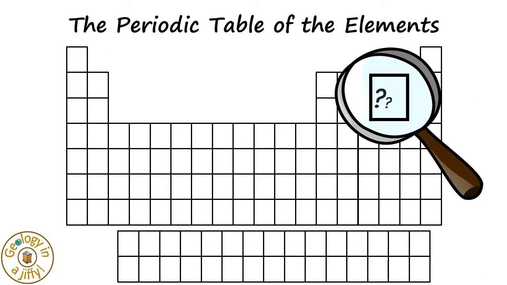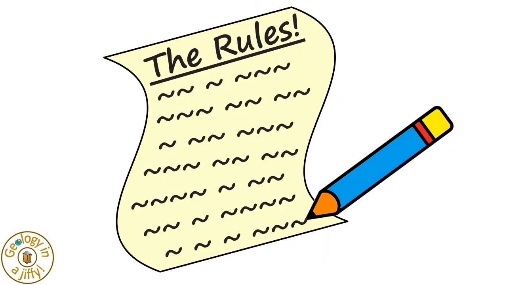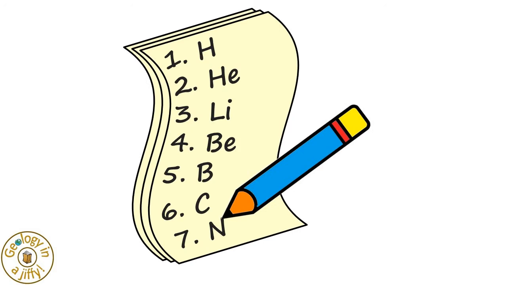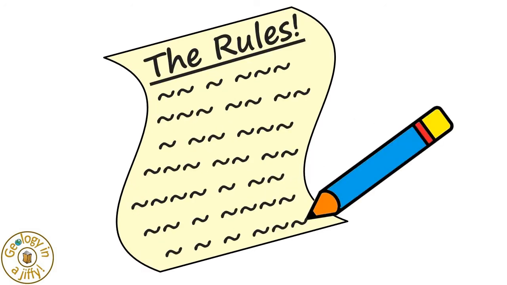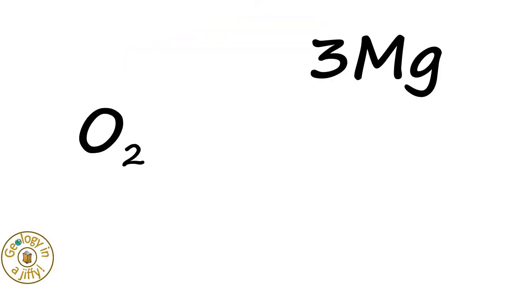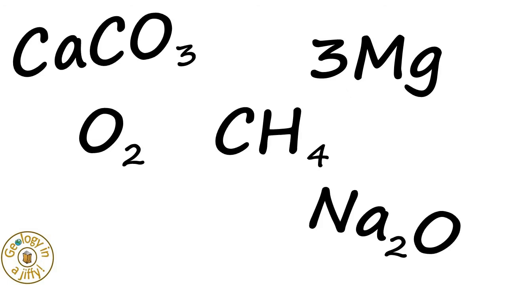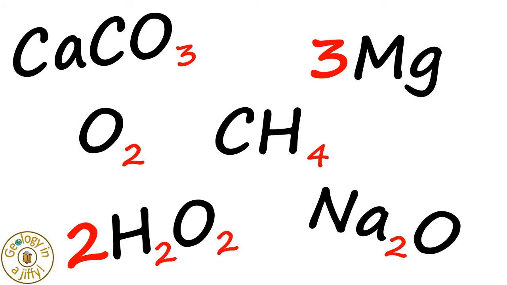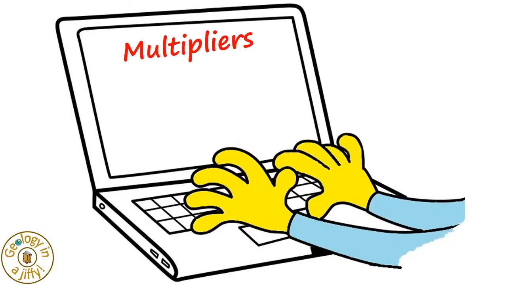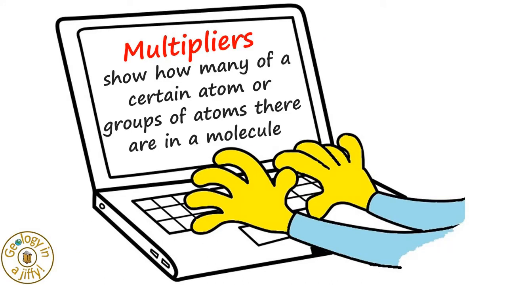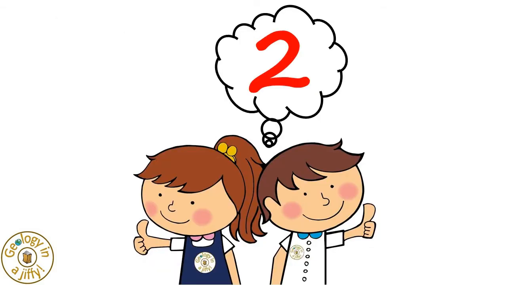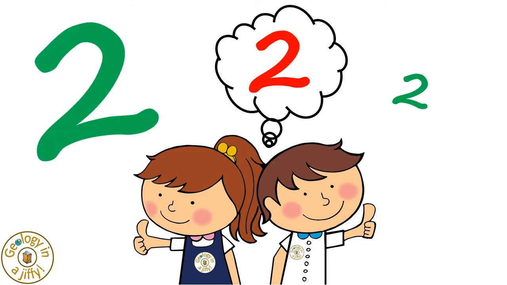We know that in the periodic table of the elements, there are rules for the way in which we write the symbols for the elements. In the same way, there are rules for the way that we inform people about how many individual elements are in molecules or compounds, such as this variety of chemicals. The red highlighted numbers are all multipliers, i.e. they show how many of a certain atom or groups of atoms there are in a molecule. There are two main ways we use multipliers: a smaller subscript number and a large number.